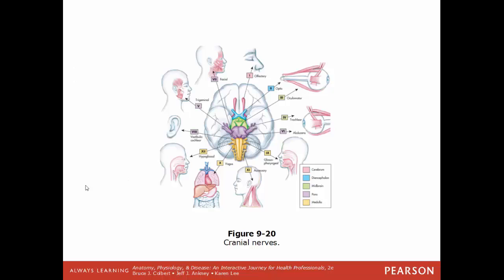And here's where all 12 pairs of these are found. We're looking at the underneath side of the brain. Number 1 here, 2 here, 3, 4, and they're all color-coordinated based on what part of the brain they're found, whether it be the cerebrum, diencephalon, midbrain, pons, or the medulla.